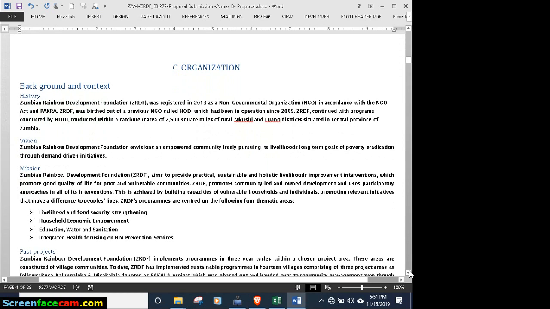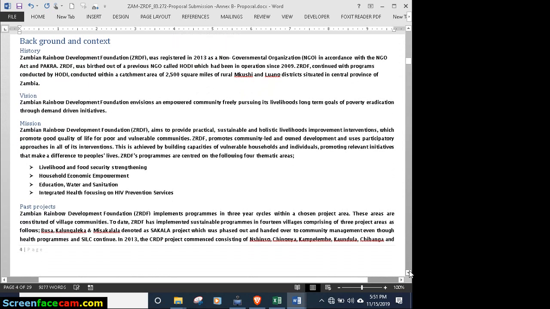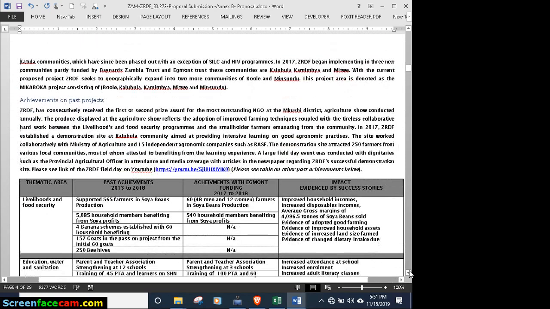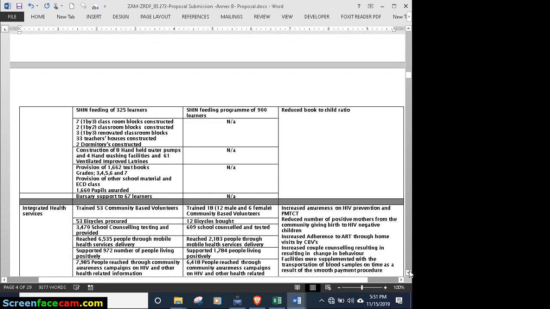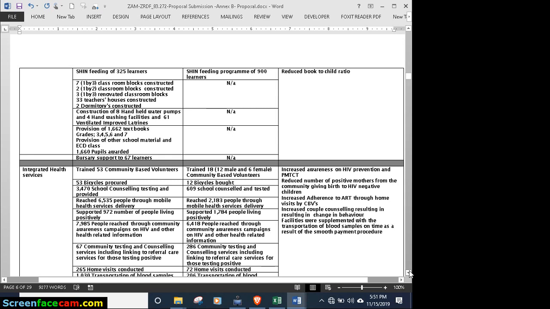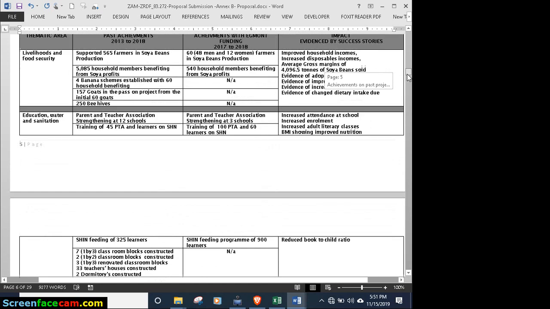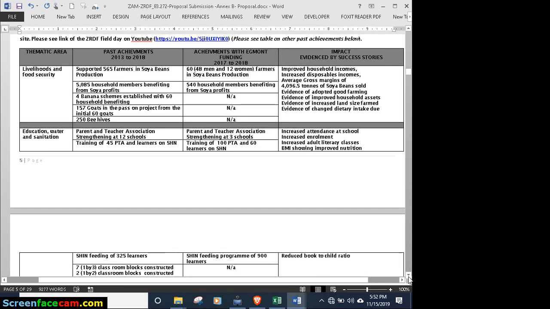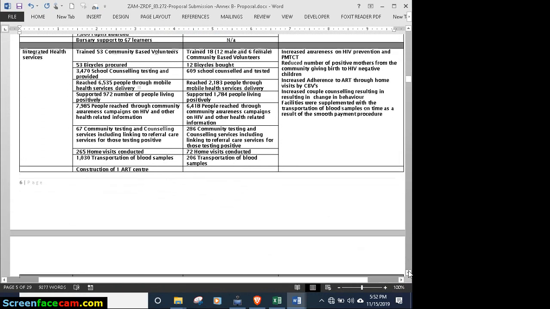So you give a background or the context of the applying NGO: the history, the vision, the mission, past projects, and past achievements in past projects. You can see here numbers, that kind of thing. Yeah, so this is just a table giving some past achievements. So past achievements in general and past achievements over this same project, because I think this funder has funded us twice.